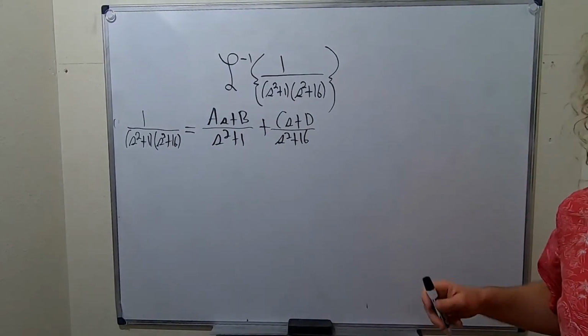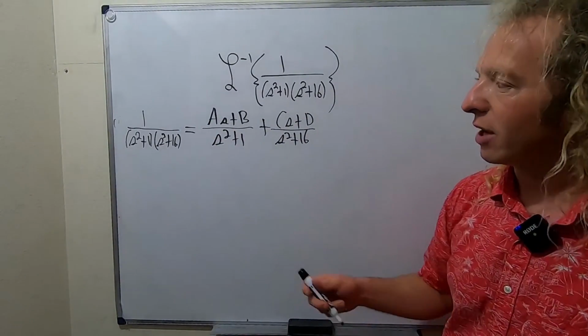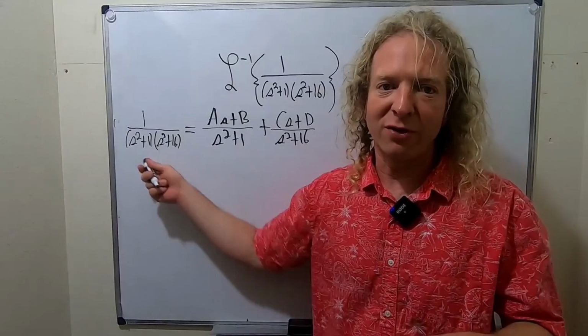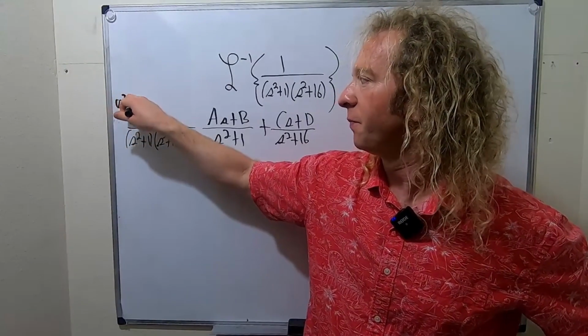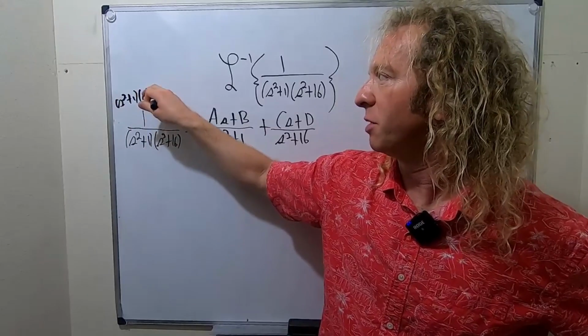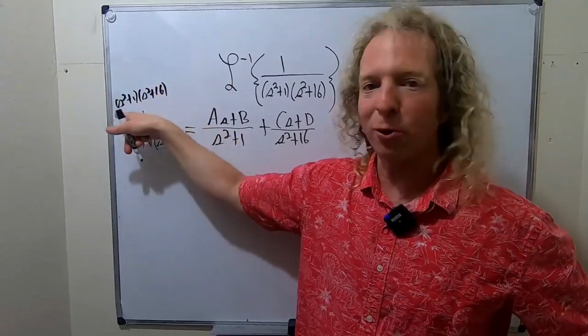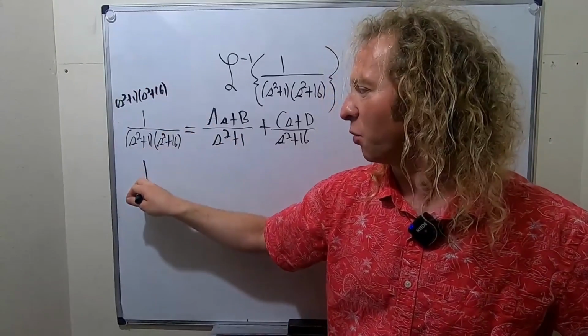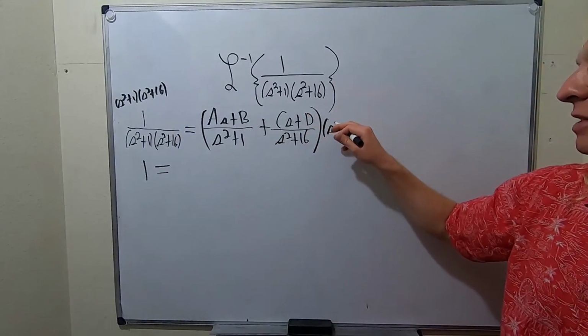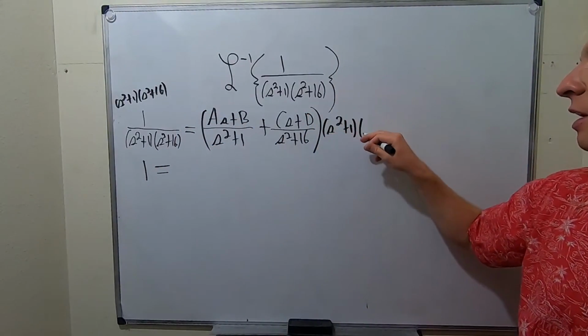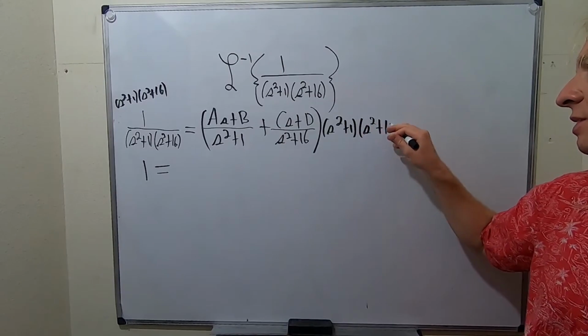The next step is to clear the fractions. So to do that, we're going to multiply both sides by whatever's on the bottom here. So I'm going to multiply both sides by S squared plus 1, S squared plus 16. I'll just put it up here as a reference. So this is being multiplied by this. That's going to give us 1. Then over here, we're going to multiply all of this by the same thing. So S squared plus 1, S squared plus 16.